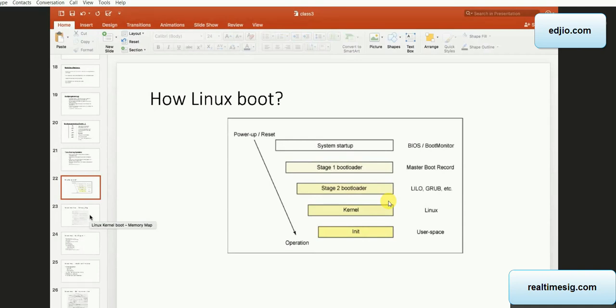So we can cover Linux boot, and when we are understanding this, remember how x86 boot worked. The x86 boot and Linux boot are similar, which means here we will be talking more about Linux specific boot.